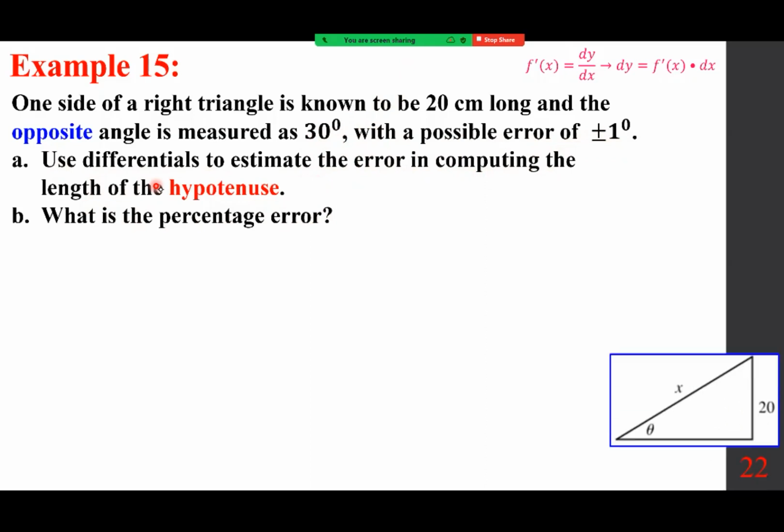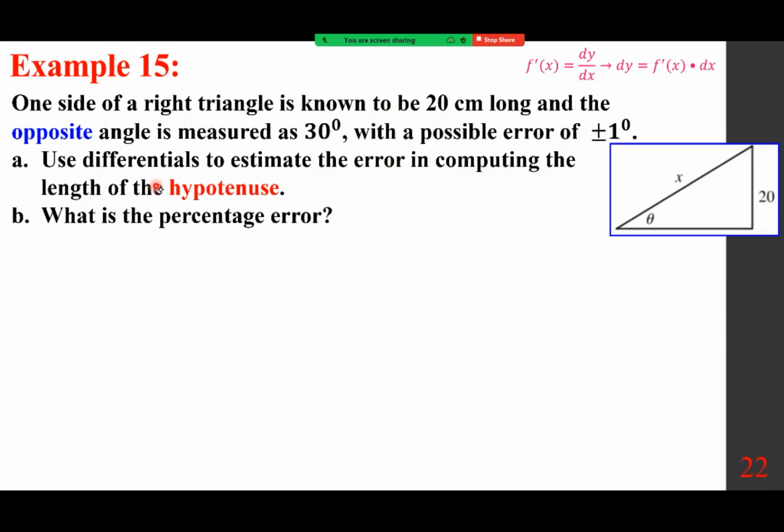So first, the drawing and the concept. So here's one side, 20 centimeters long. The opposite angle, theta, is 30 degrees. Since we are interested in the hypotenuse and we have no idea what's going on, we're going to give it a variable x, y, z. You have to define your variable. So x represents the hypotenuse in this example.